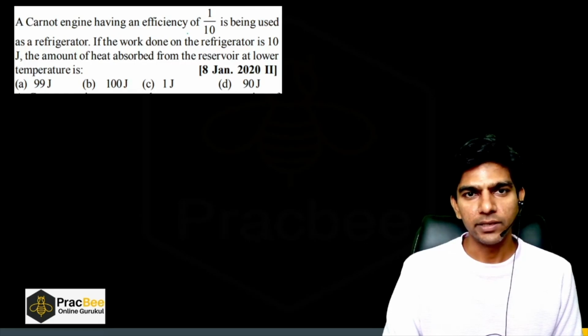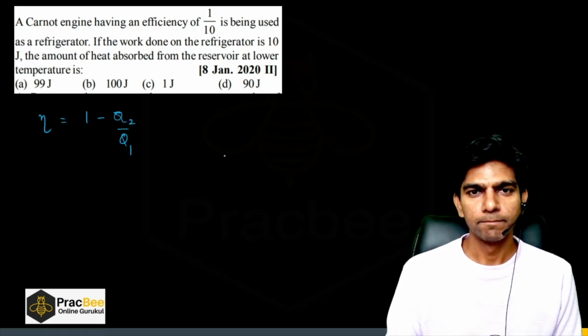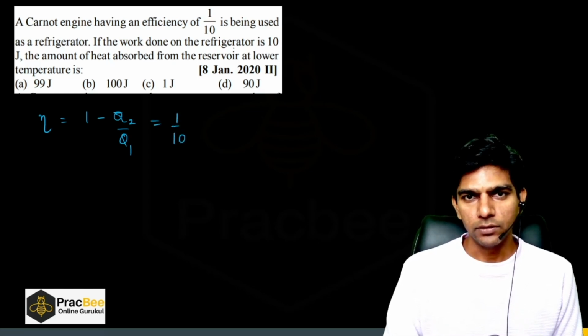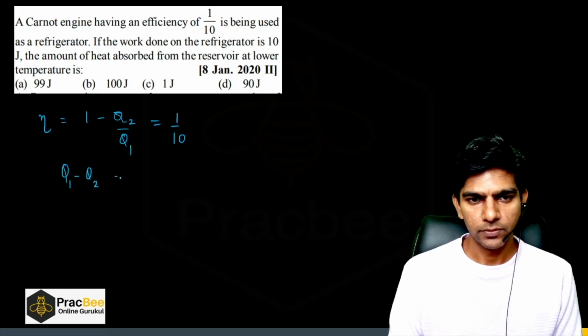A Carnot engine having an efficiency of 1 by 10 is being used as a refrigerator. So we know that efficiency will be 1 minus Q2 by Q1, right? And it is given as 1 by 10. If work done on the refrigerator is 10 joules, so we know that Q1 minus Q2 is work done, which is 10.